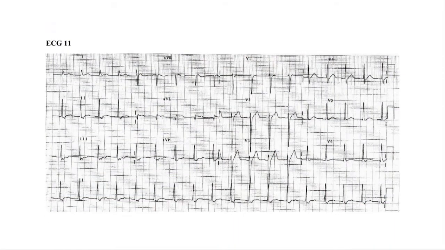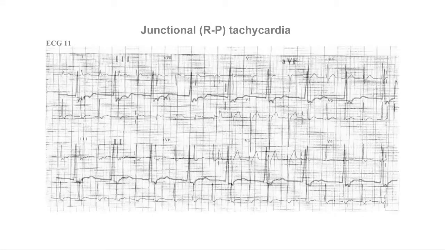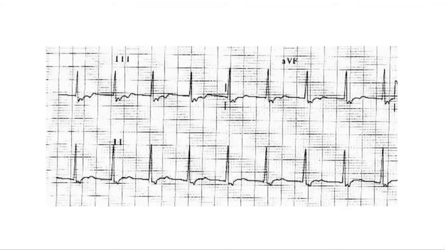But if somebody is older and they have a resting heart rate above 100, it's usually not normal. It's usually due to an arrhythmia of some sort. So in this particular one, this is what's called a junctional or RP tachycardia. What you can see is the QRS complexes themselves are normal, they're narrow, there's no evidence of any obvious ST or T wave abnormalities, but if you look closely you can't see the P waves in the normal place.